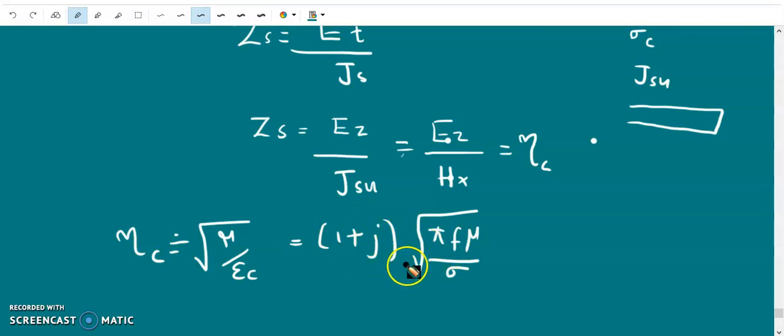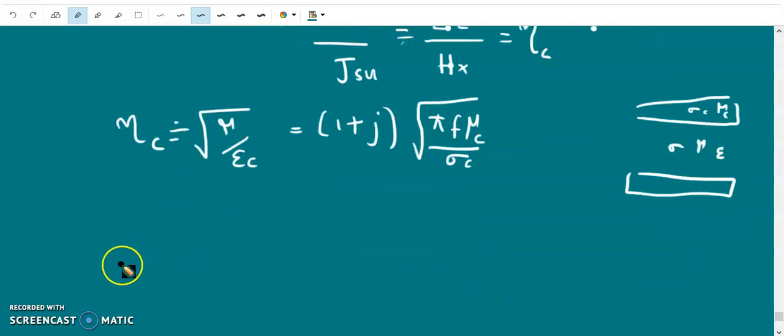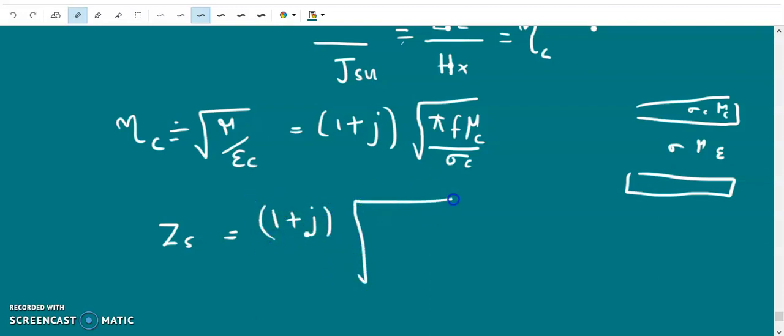We have already discussed this in detail, and eta c is equal to 1 plus j into root of pi f mu by sigma. For our conducting plates, we have to represent sigma by sigma c and mu by mu c. Here sigma c and mu c represent the properties of the conductor, and sigma, mu and epsilon represent the properties of the dielectric medium in between them. So we have to use the suffix c here. So this is eta c, and Zs is equal to eta c, and therefore Zs, the surface impedance, is also equal to the intrinsic impedance, 1 plus j into root of pi f mu c by sigma c.